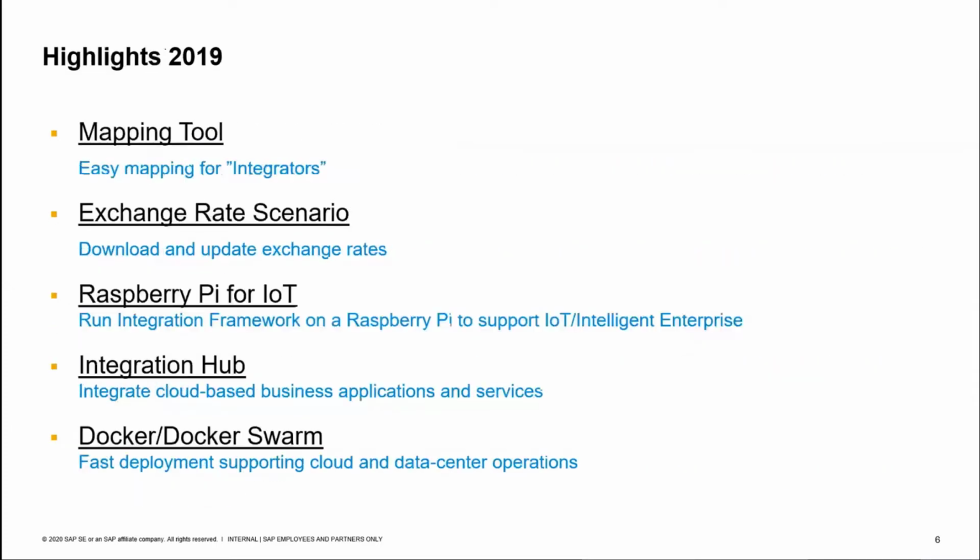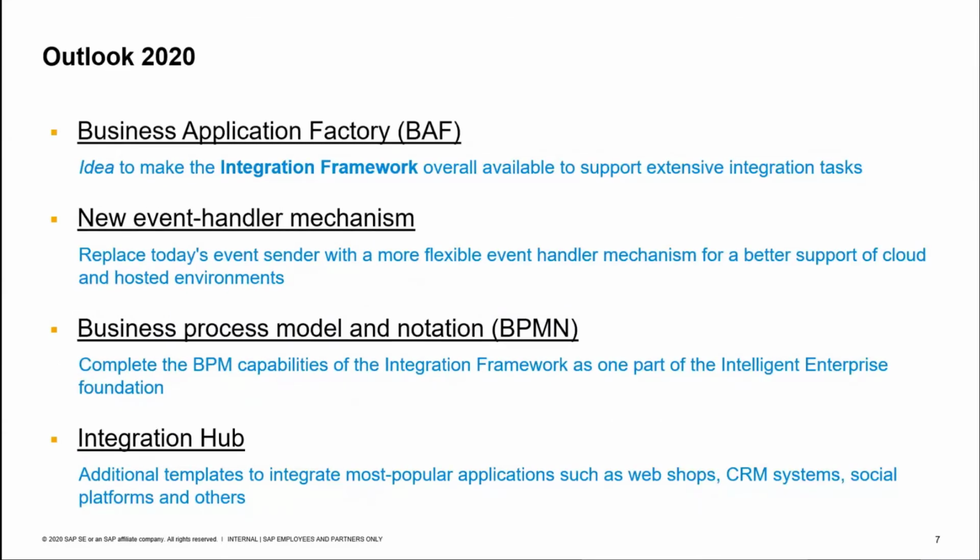Let's have a look at what was done in 2019. The new mapping tool was created, the exchange rate scenario, the Raspberry Pi image was deployed, the integration hub was introduced, and the Docker Swarm deployment is already here. This is what we did in 2019, and this is what we are planning to have ready this year.